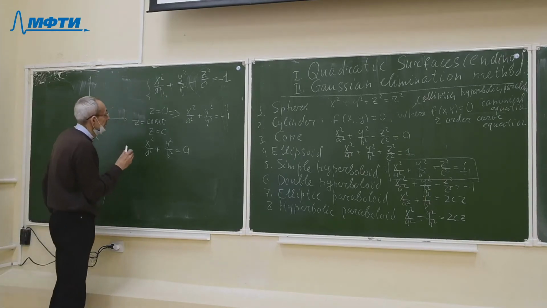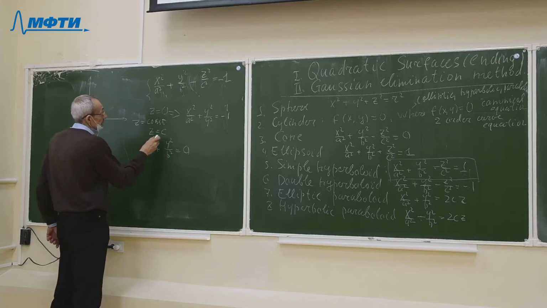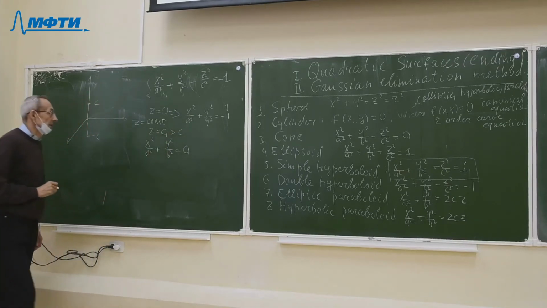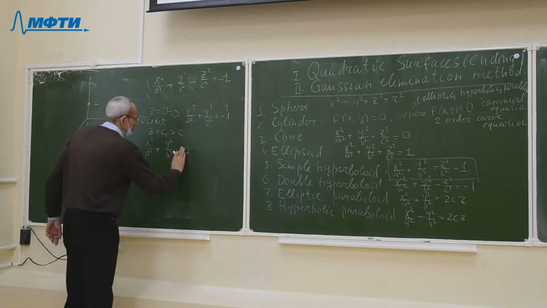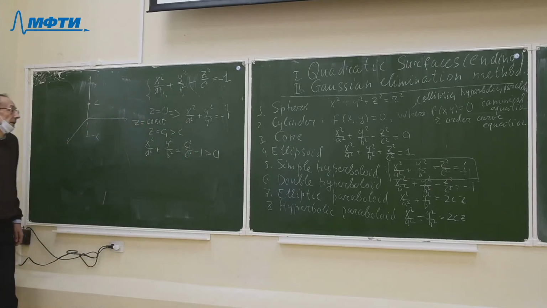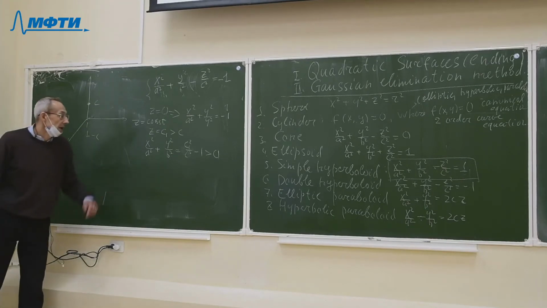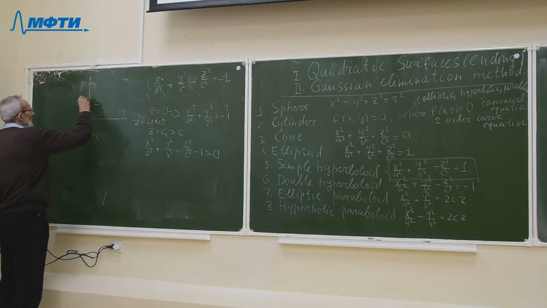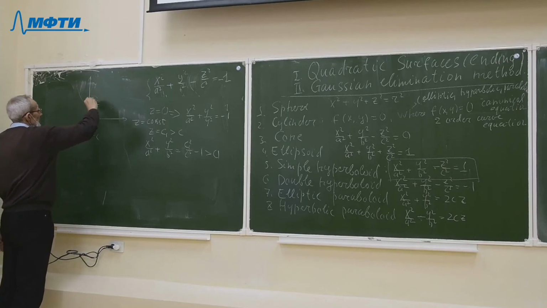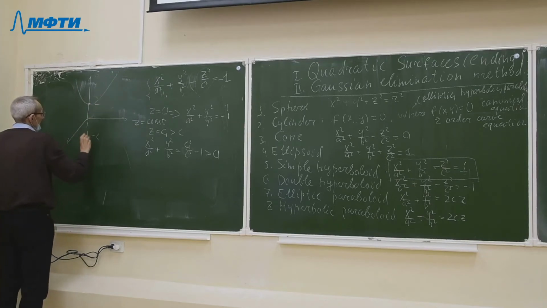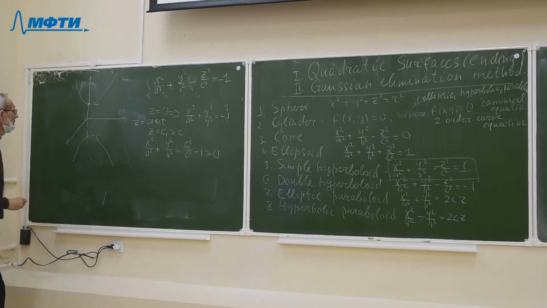If z will be greater than c, say c1 greater than c, in this case we obtain c1 square divided by c square minus 1, and this quantity is greater than 0, and we obtain an ellipse. And it is easy to see that we will obtain an ellipse, and in this case also an ellipse.